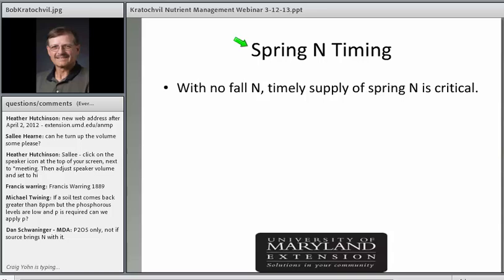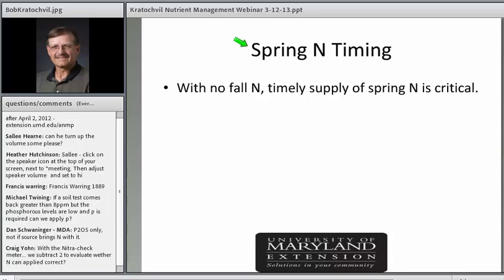Looks like we've got some others. MDA says P2O5 only, not if the source brings N in with it. Okay, well that answers that.